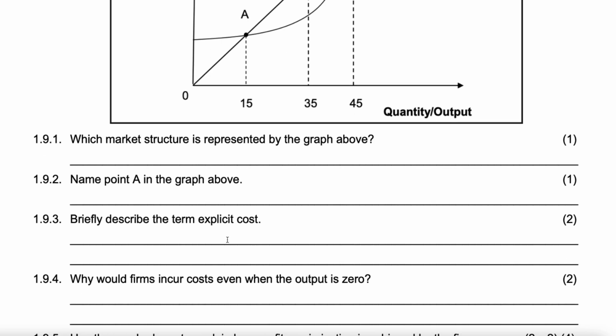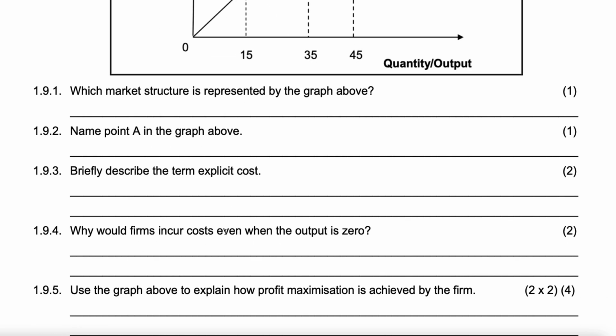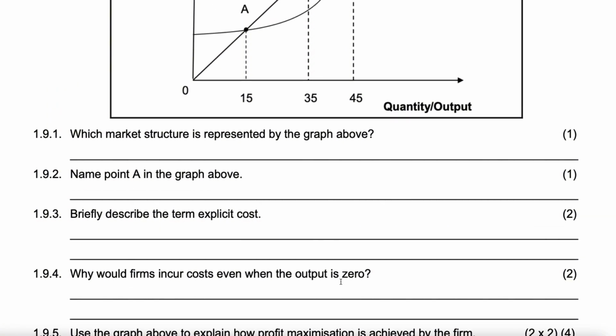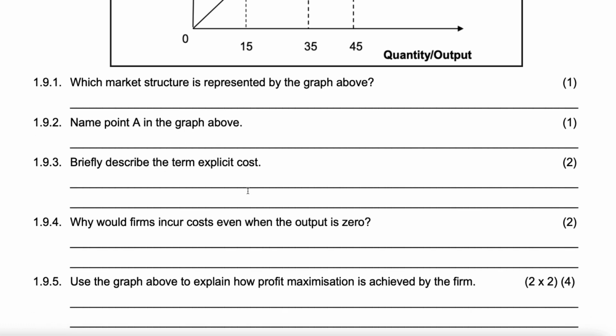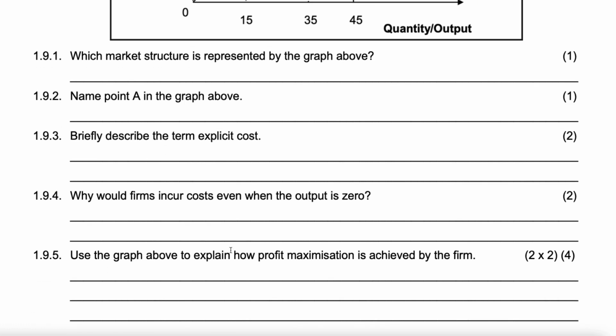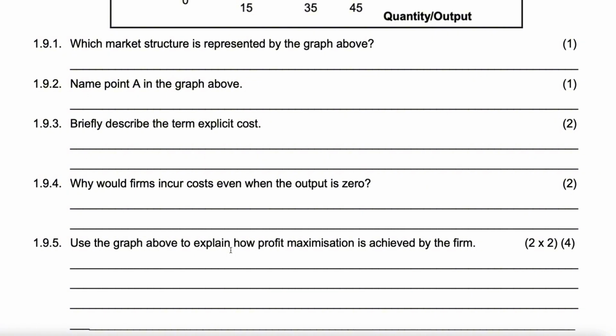Right, moving on to the next one. Why would firms incur costs even when output is at zero? I think I mentioned already, it's because of fixed costs. So you still have to pay rent whether you slept in your house or not, because that cost is fixed. But if you didn't sleep at home the whole of December and you left your electricity disconnected, then you won't pay anything because you did not consume any electricity. You won't pay anything for water because you did not consume any water.